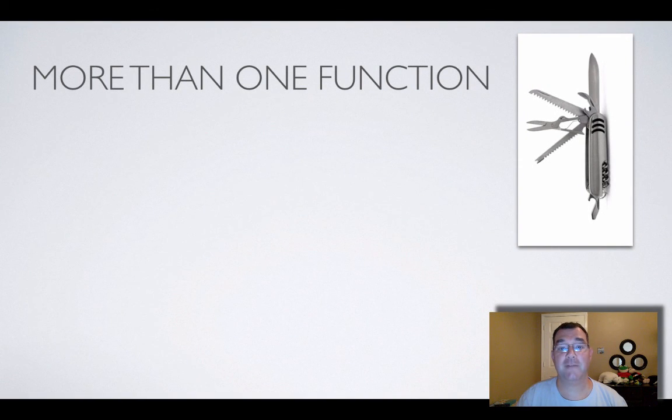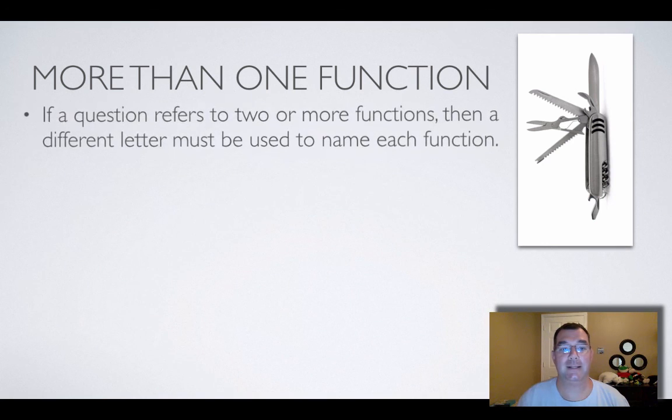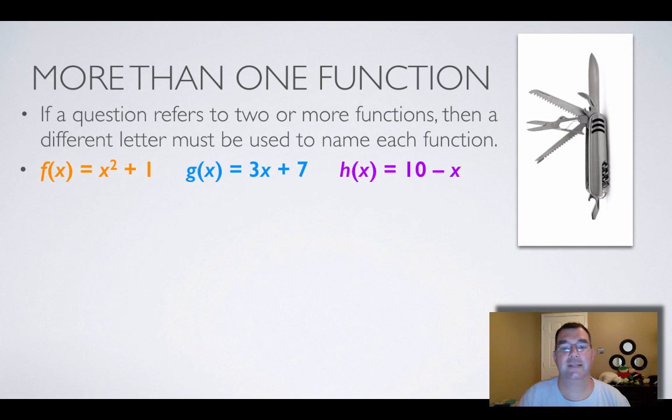So now let's talk about if I have more than one function, because in any situation, you've got more than one kind of mathematical thing going on at the same time. So you could have a question that refers to two or more functions, so you need a different letter to define each one. F is just the letter that normally represents functions when you're talking about functions. f of x is a function. But you can't have multiple functions all being represented by f of x. So you need different letters if they're in the same question.